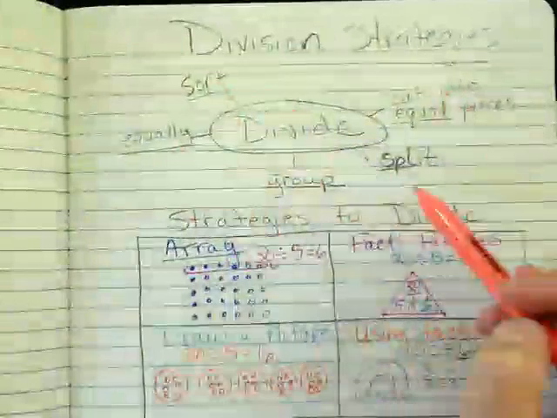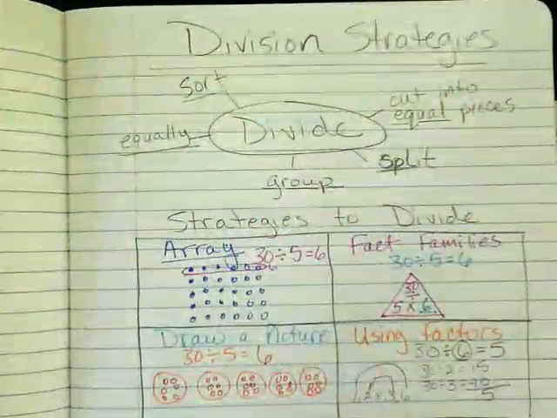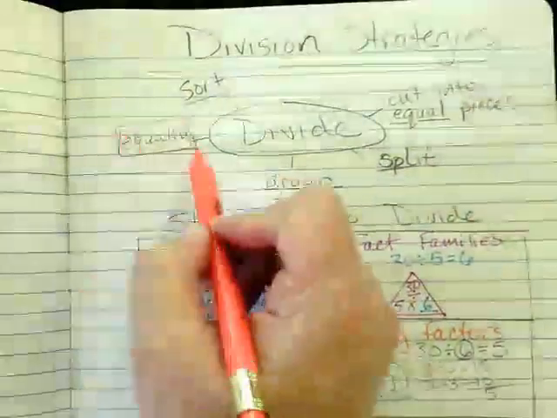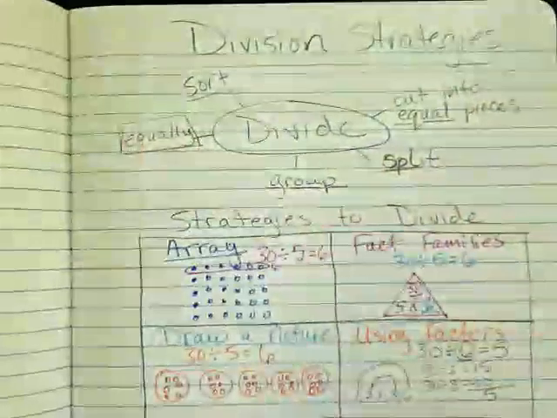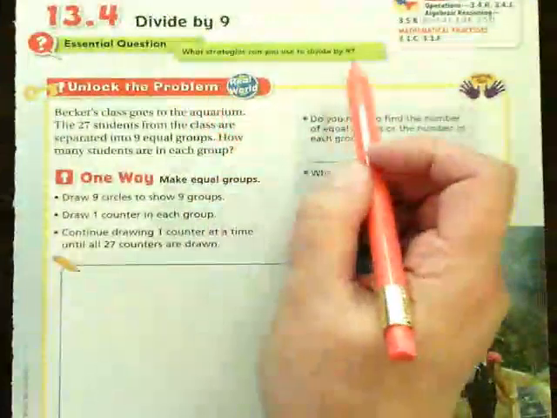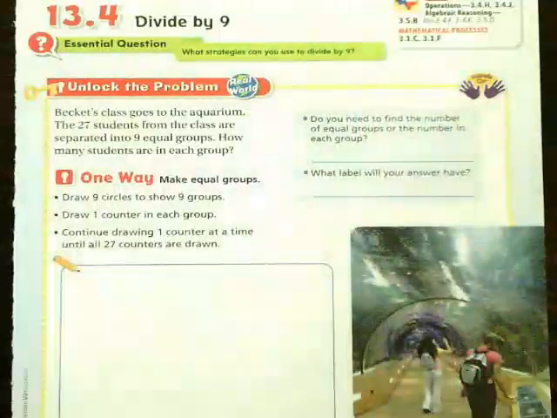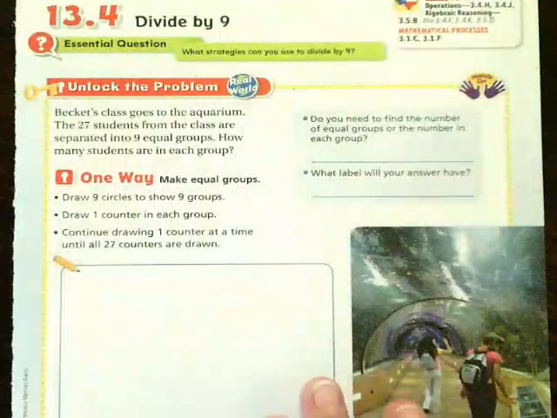Remember, to divide is to sort things out into equal groups, to split things up, cut it into equal pieces, group things equally. That word equal is going to come up a whole bunch, okay? So that's division. So let's look at division by 9. Our essential question today, what strategies can we use to divide by 9? We just went over a whole bunch of strategies that can be used. Let's see which ones we're using today.